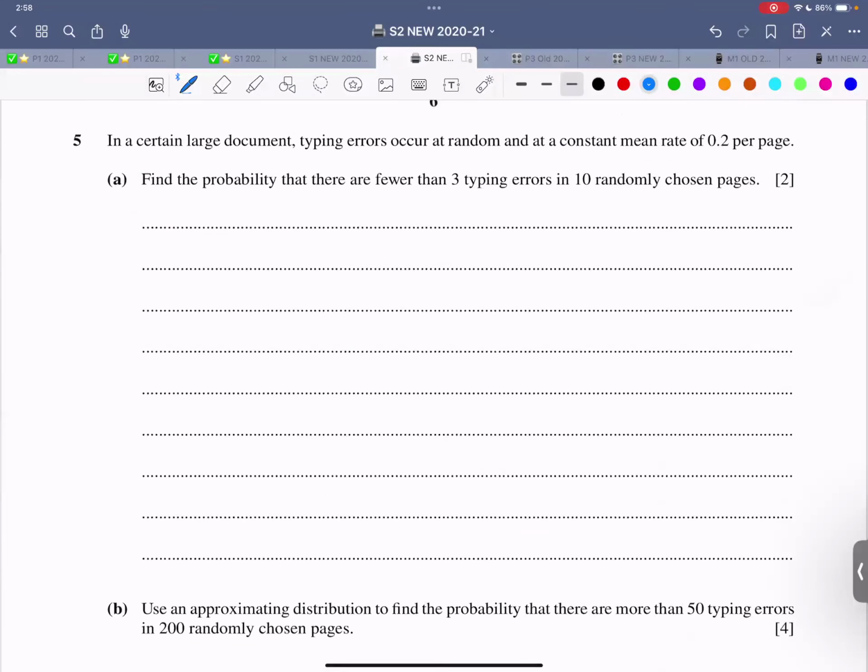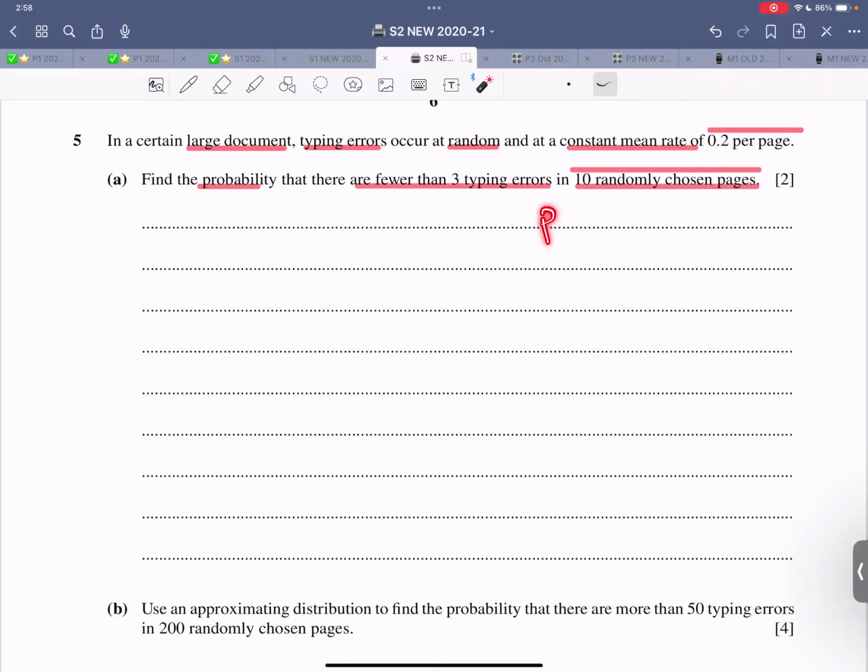Now over here, question number 5. It says in a large document, typing errors occur at random and at a constant mean rate of 0.2 per page. Find the probability that there are fewer than 3 typing errors in 10 randomly chosen pages. What is this question all about? It's about Poisson distribution. These are the conditions: the occurrences occur at random, at a constant rate, singly, and independently. All these things are there.